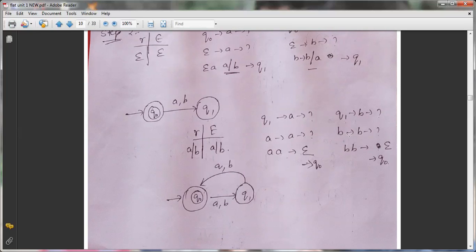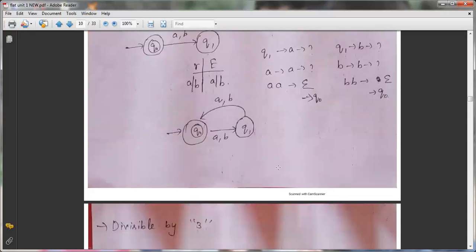And Q1 on B is going to where? We don't know. What is the read value for Q1? B. B on B is going to where? We don't know. BB is there. But what do we need? So BB is satisfied here? Yes. What is the question I have given here? It should be divisible by 2. So it is satisfied. Okay, so we need nothing here. That is epsilon. So what is the expected value? Where is it found? Epsilon is found in Q naught. So connect Q1 to Q naught by giving the input as B.